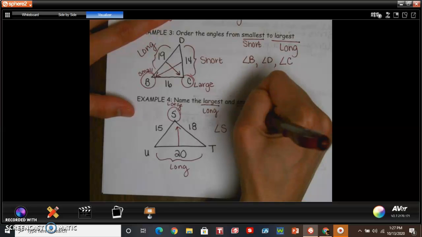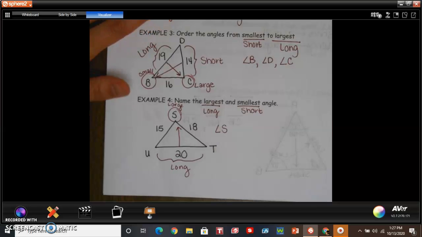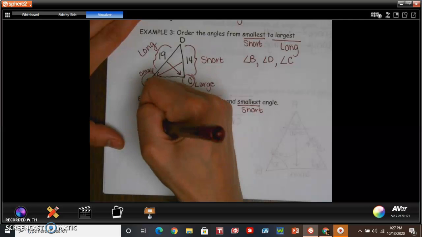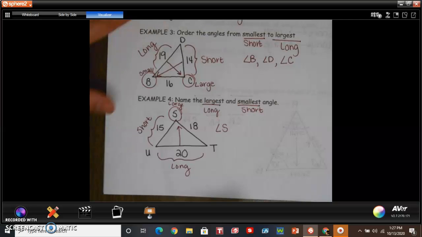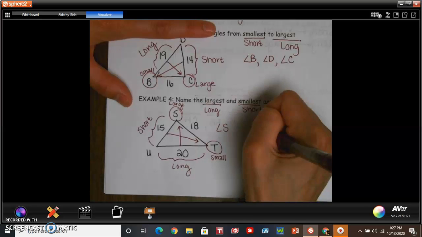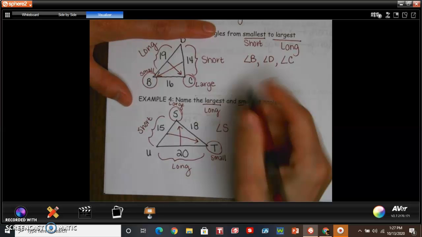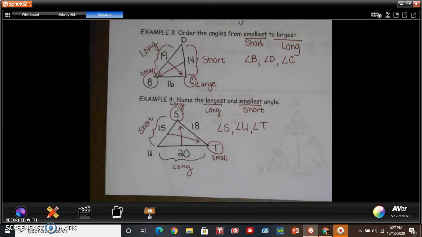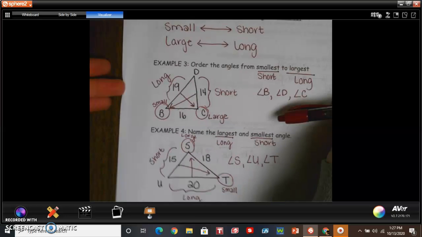Okay, now for our shortest, our smallest, we're going to look for our short side. Our short side is 15. And across from 15 is our smallest angle, angle T. Who does that leave for the middle? Angle U. Ta-da! There we go. We've already finished the first 2 goals for today. Being able to use sides and angles to manipulate length.